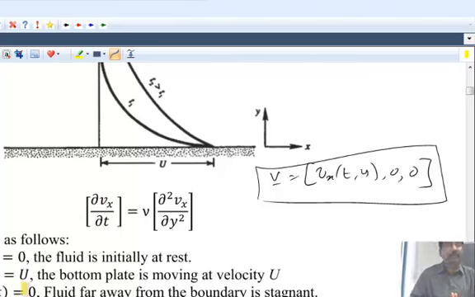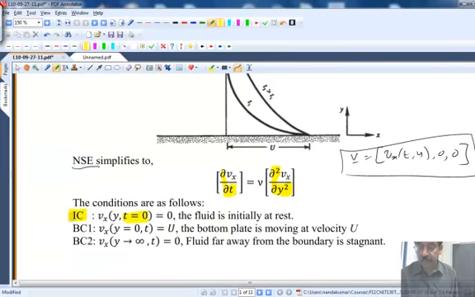And it has a first order in time and second order in space. So we need one condition in time and two conditions in space. And the one condition in time is at t equal to 0, the initial condition. The initial condition is that the velocity is 0 everywhere, that the fluid is at rest. So it is initially at rest.